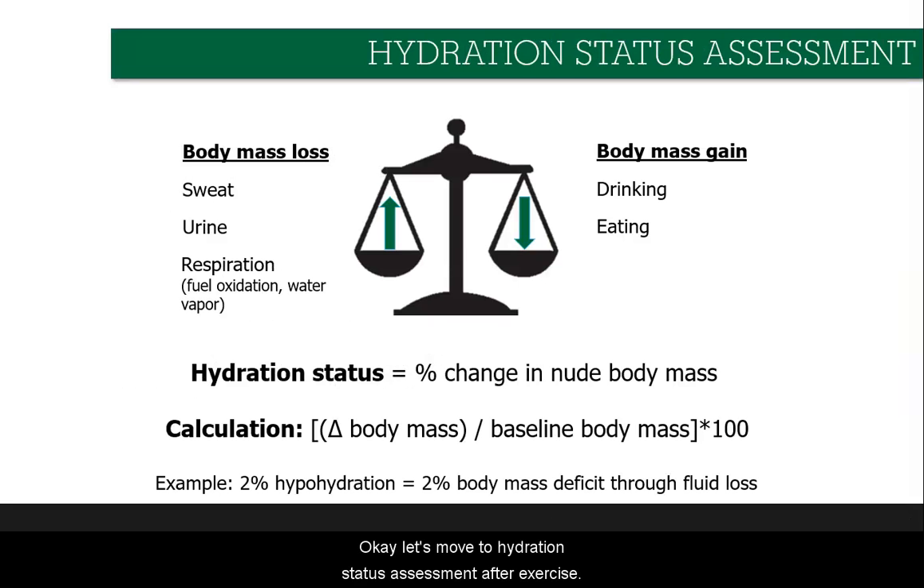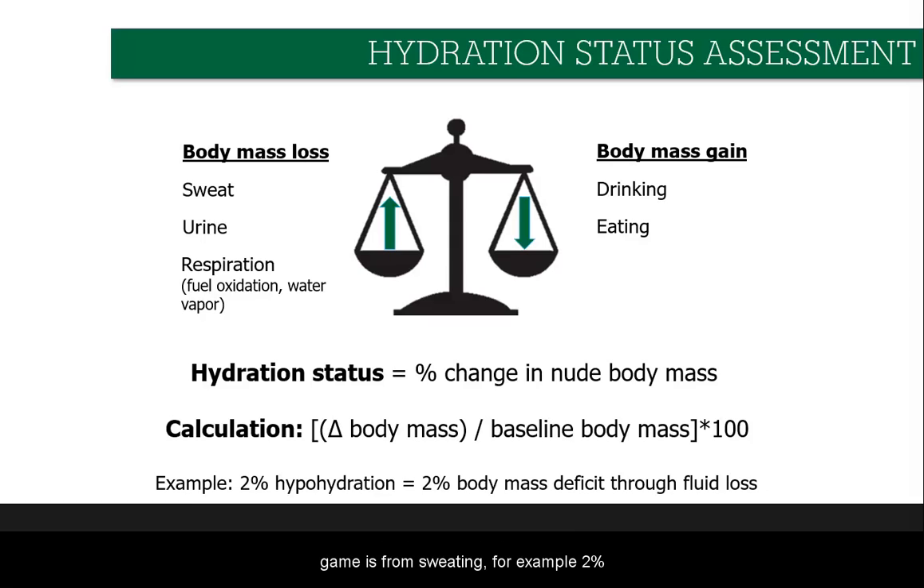Okay, let's move to hydration status assessment after exercise. How do you know whether an athlete is euhydrated, hypohydrated, or overhydrated? Actually, the most accurate and practical measure of acute changes in hydration status is by measuring percent change in body mass from before to after exercise. This is because almost all body mass loss that occurs during a typical, say, 1 to 2 hour training session or game is from sweating.